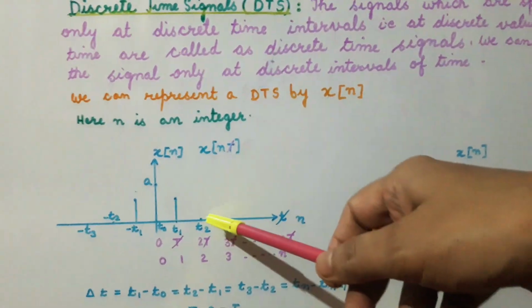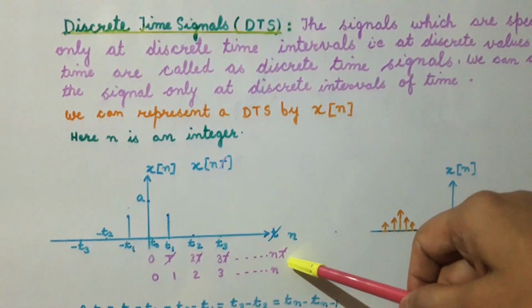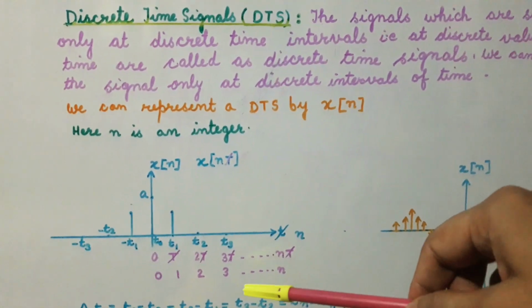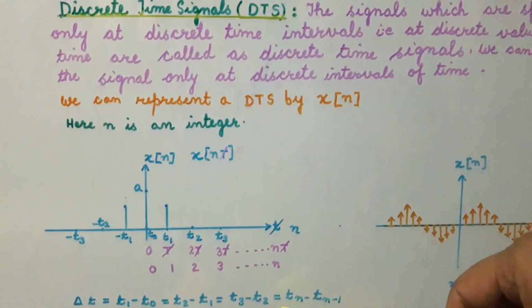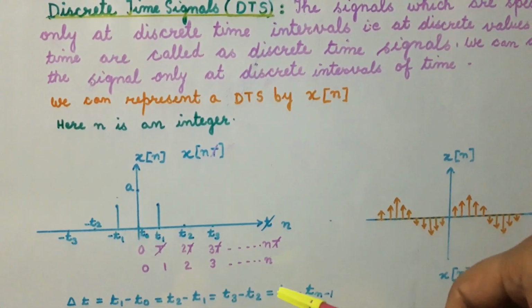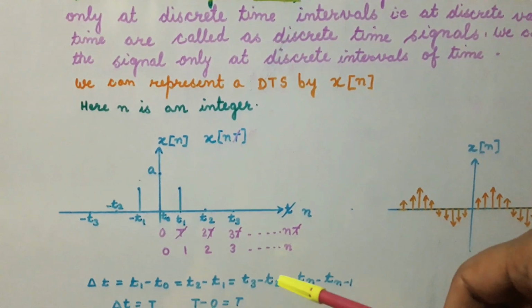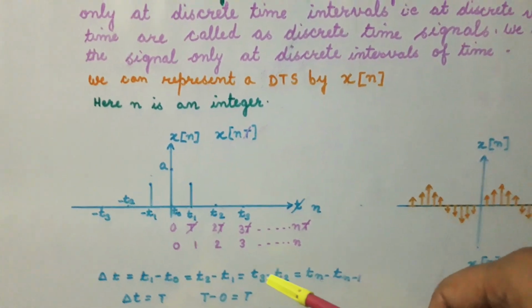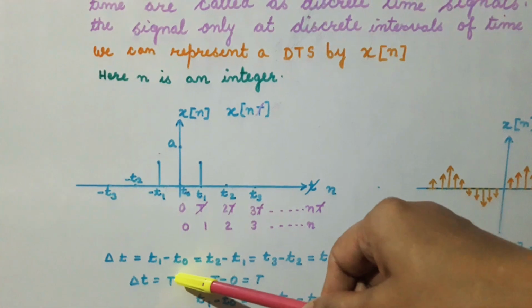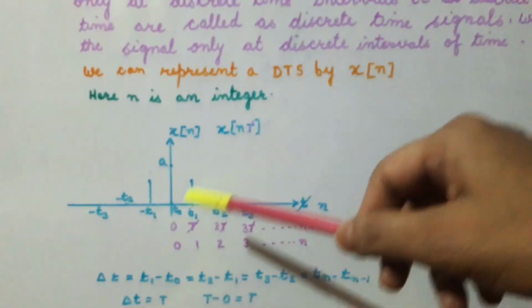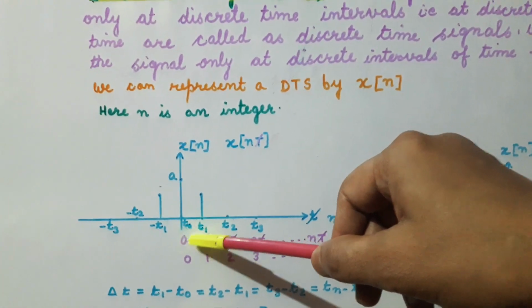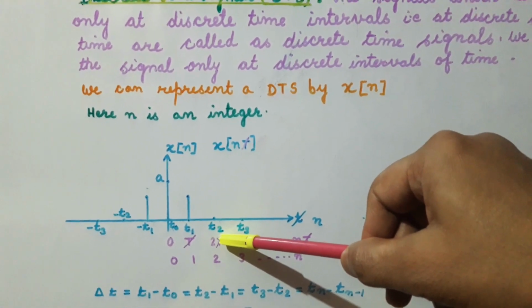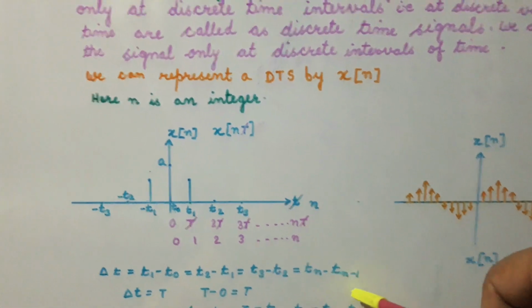Now we will discuss the existence of a very important thing, that is the existence of this integer. So we can see that this x-axis is for the time, but how did we get the integer here as the independent variable? So let us consider the case of a uniformly sampled signal. Because of this, delta T will remain the same. So let us say that delta T is the time interval and it is equal to capital T. So if delta T is equal to capital T, then t1 minus t0 will be equal to capital T. Similarly, t2 minus t1 will also be equal to capital T. t3 minus t2 will also be equal to capital T, and tn minus tn minus 1 will also be equal to capital T.